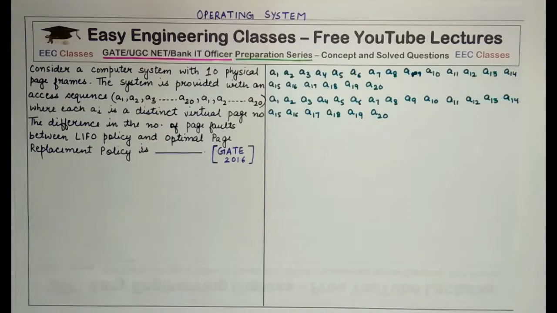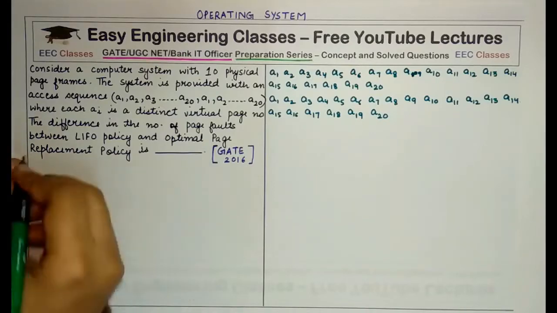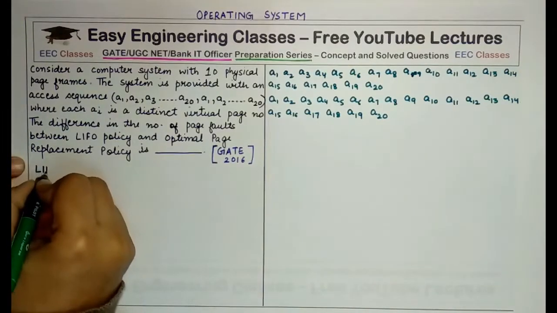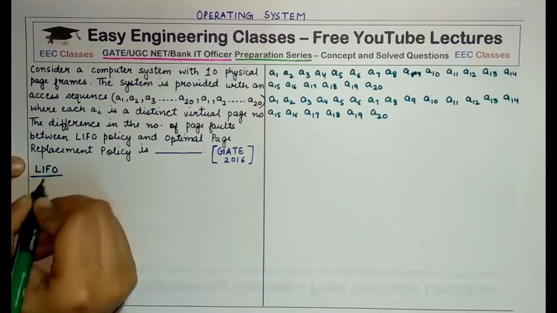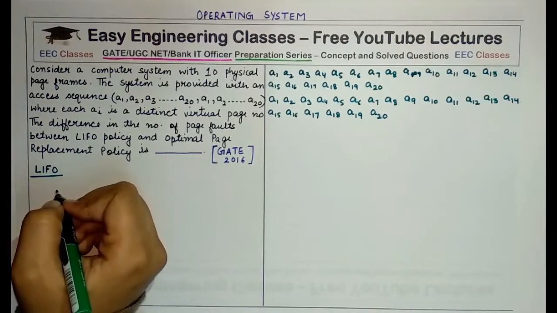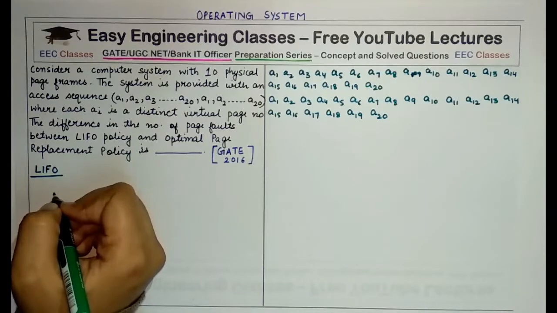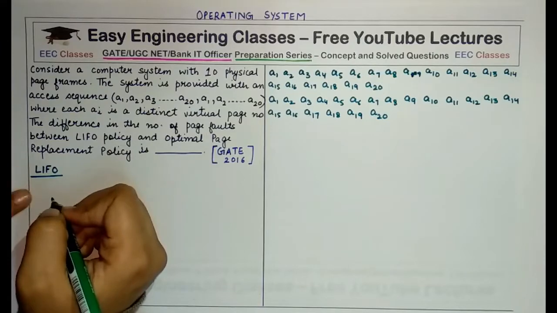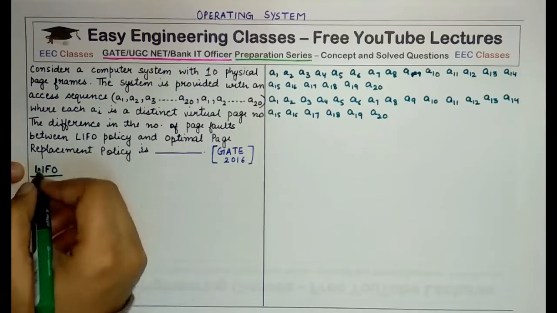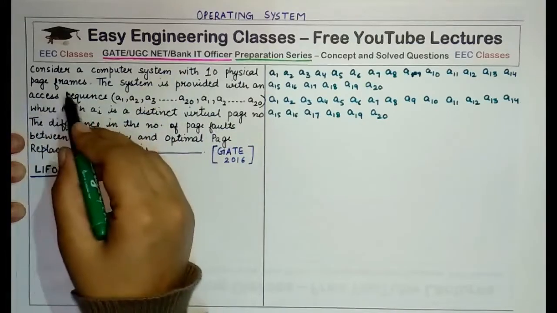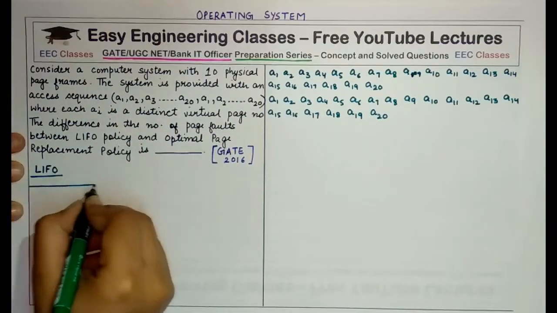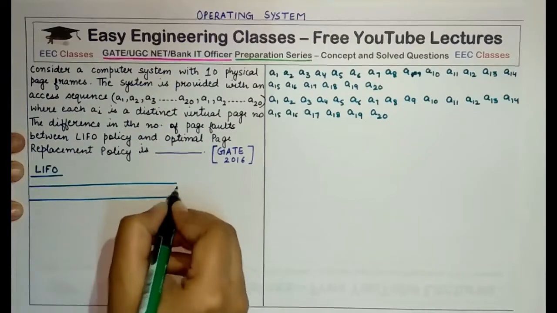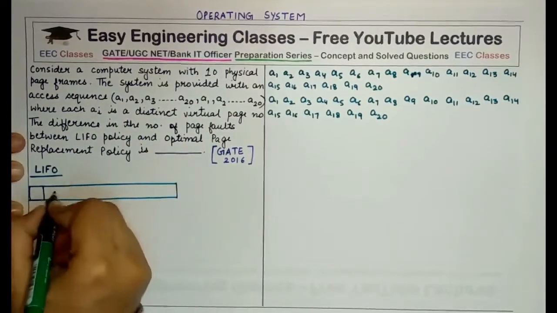Okay, so we'll start with the LIFO policy first. In LIFO policy, the concept actually used is that the page that entered the frame set last would be the first one to be removed or replaced. Okay, so last in, the page that was entered last is the one to go out first. Okay, so if we have 10 physical page frames, let's make 10 empty page frames.